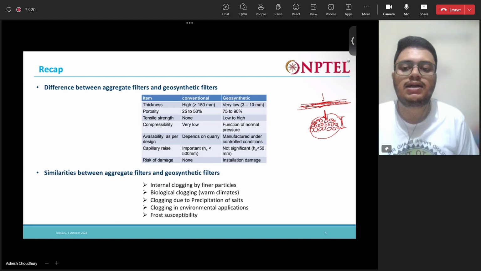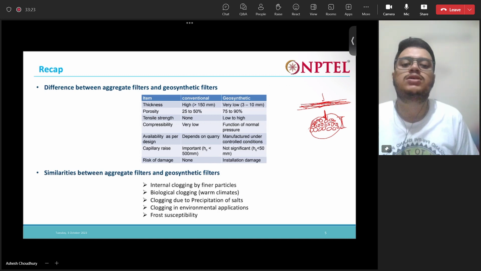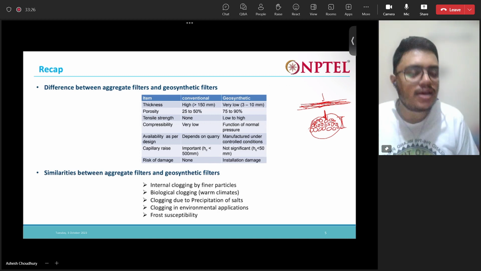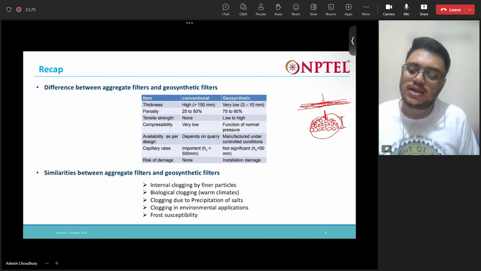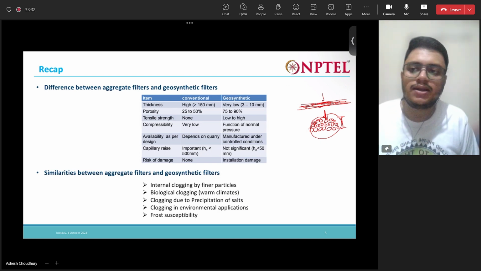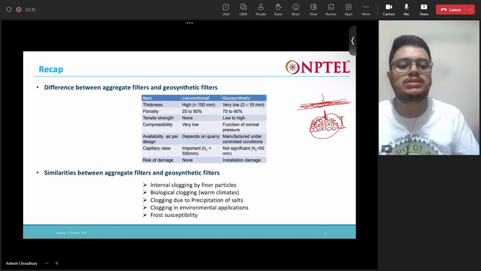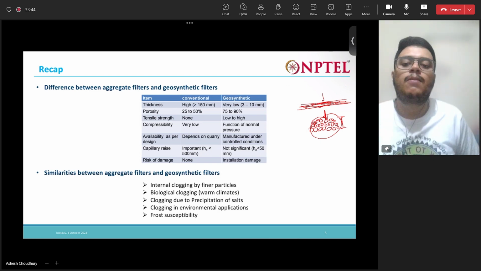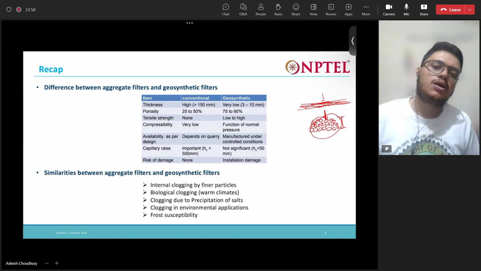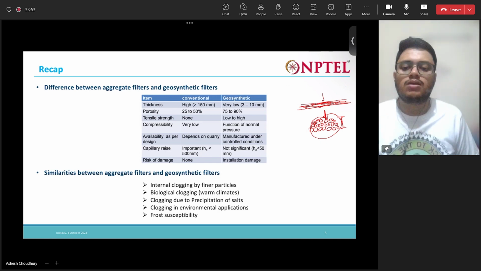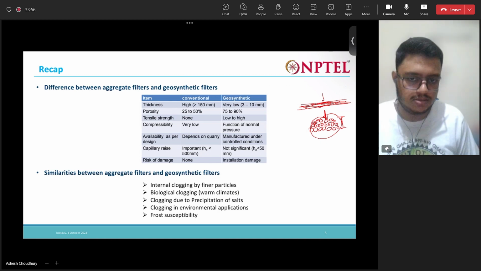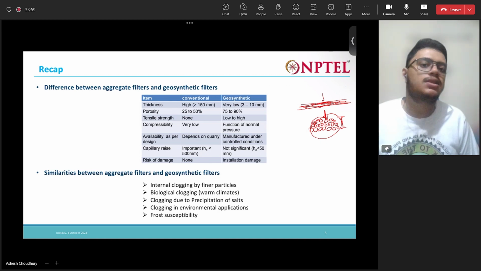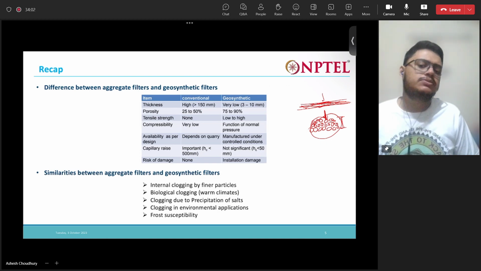And what about the availability? It depends upon the quarry. If you want to construct aggregate filters, the availability will depend upon what kind of quarry you have surrounding the site. It will depend upon the availability of aggregate surrounding that site. But for geosynthetic this is not the case. These are manufactured in controlled conditions in the factory, so you can procure any geosynthetic as per your demand.